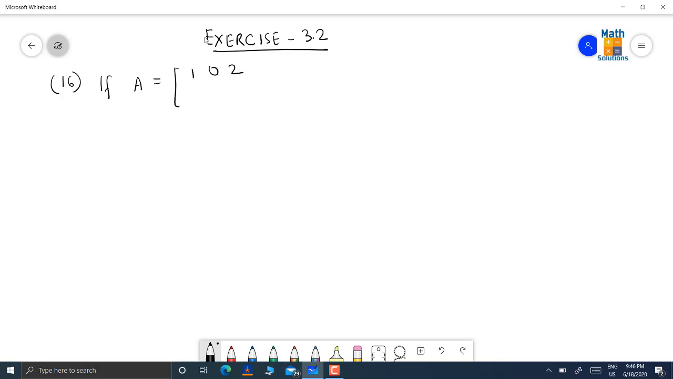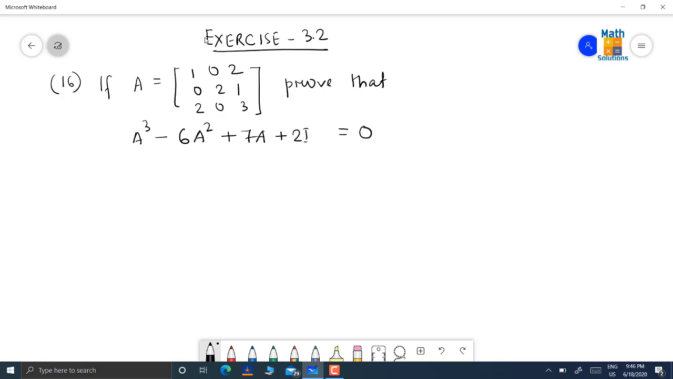1 0 2, then 0 2 1, then 2 0 3, this is the matrix given to us. Prove that A cube minus 6A square plus 7A plus 2I is equal to 0.